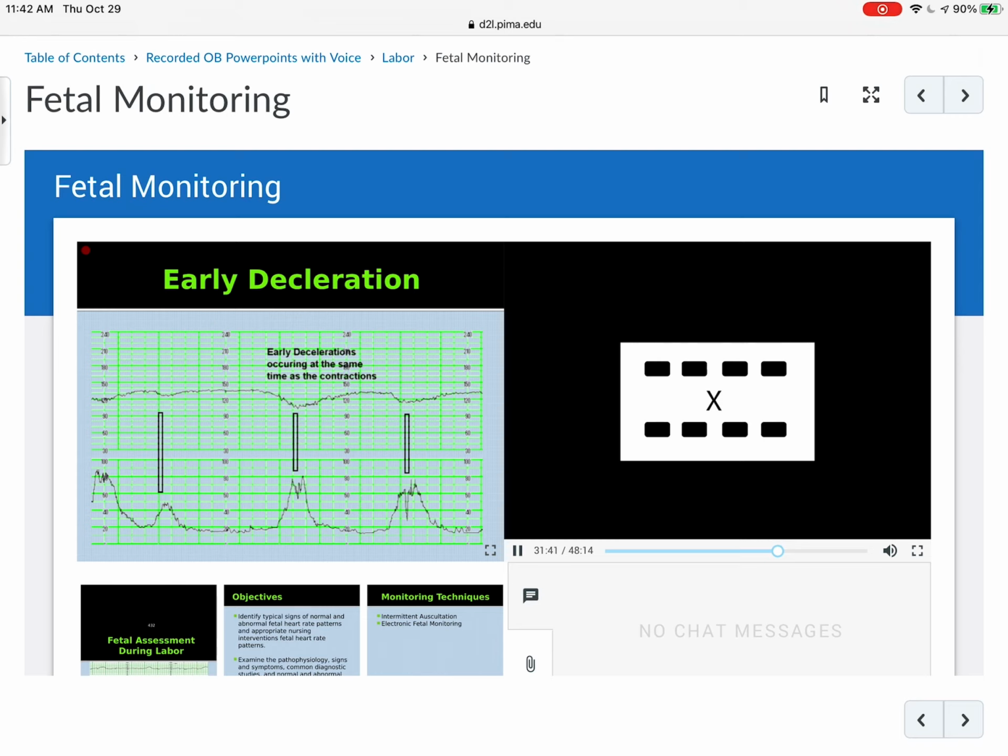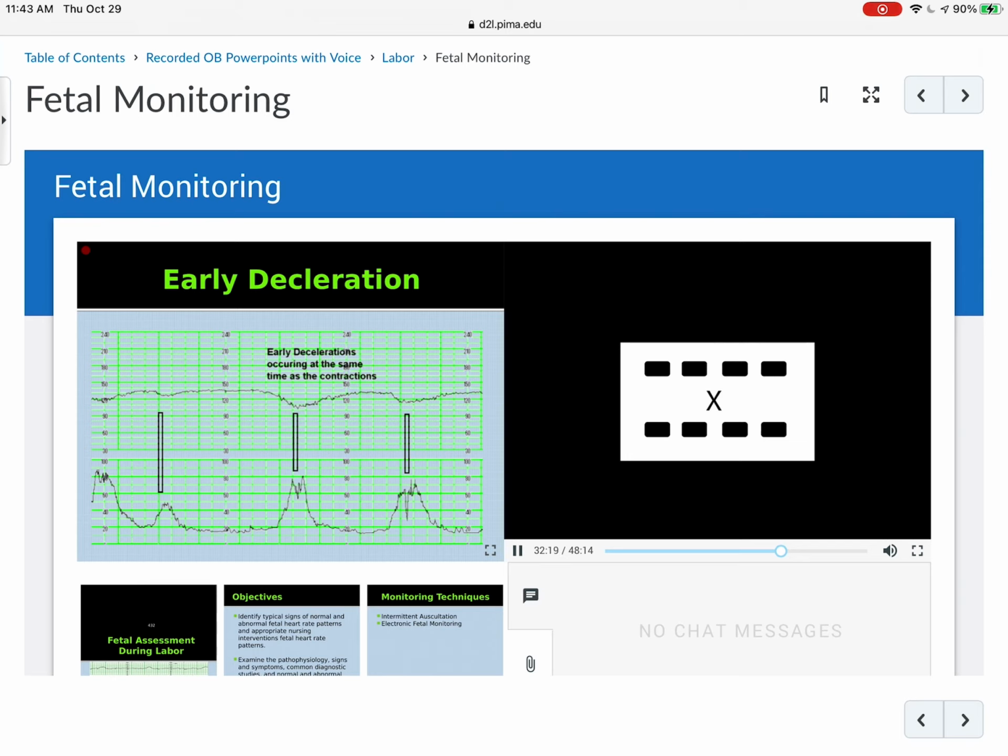Early decelerations are not a bad thing most of the time. They're an expected finding of somebody who's in transition or pushing, because it's caused by head compression. As the baby is going through the birth canal and getting ready to deliver, that head gets compressed, and it causes early decelerations, particularly when the patient is contracting or pushing. Sometimes if the baby has a large fetal head and it's having a hard time fitting into the pelvis, you may see early decelerations early on, which may indicate the baby's not going to fit.